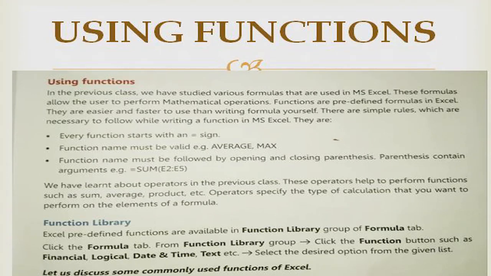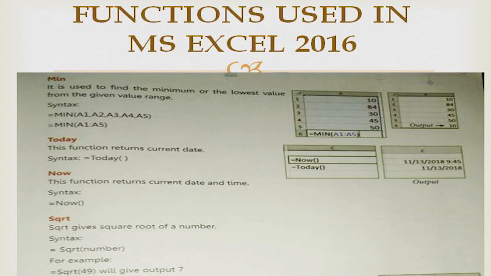Let us discuss some commonly used functions of MS Excel. First one is the minimum function. It is used to find the minimum or lowest value from the given value range. Syntax is minimum of A1, A2, A3, A4, A5, like minimum equal to minimum of A1 to A5. I will show the example after these topics. Next one, the today function. The today function is used to return the current date. Next one is the now function. The now function will return the current date and time.